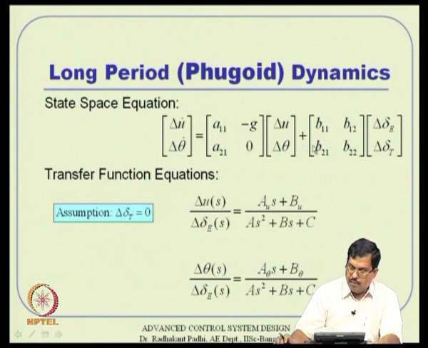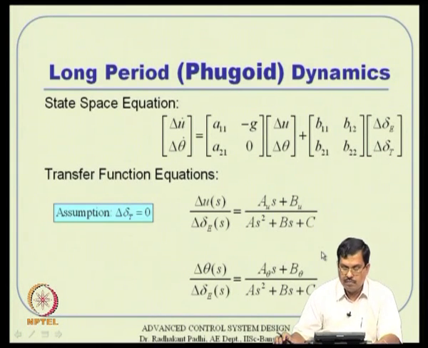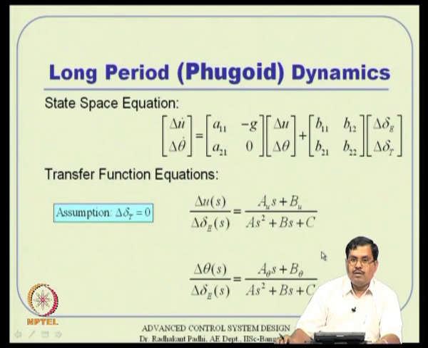Remember, these are two control actions, and the elevator is very fast compared to delta t. So you can assume that delta t remains 0, and if you assume 0 then it becomes a single control input again, and you can again come up with transfer functions for both delta u with respect to delta e and delta theta with respect to delta e. Again these are second order transfer functions. This is all about longitudinal dynamics.